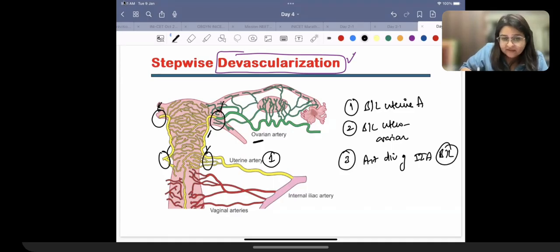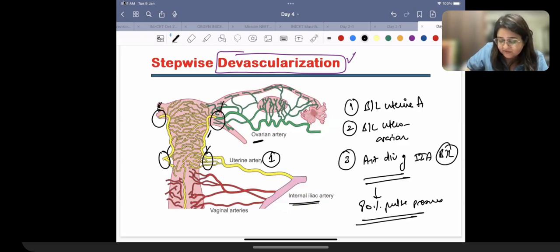Okay, so this is the internal iliac artery. It gives off an anterior division and a posterior division. The anterior division has to be ligated, and this reduces the pulse pressure in that vessel by up to 80%. So this will significantly reduce the amount of bleeding.